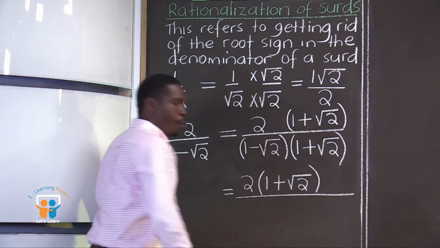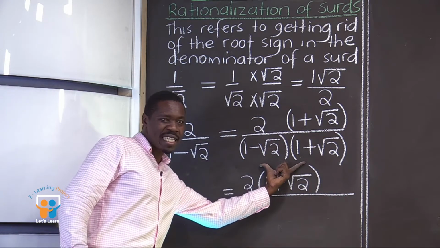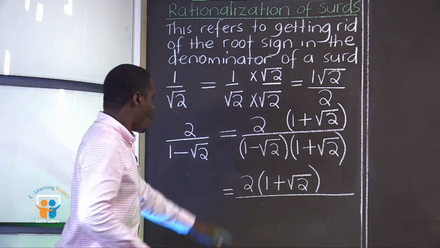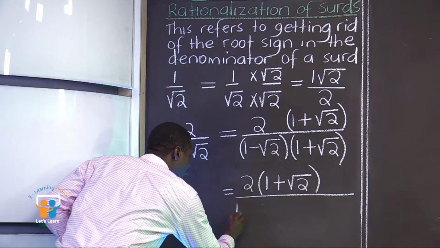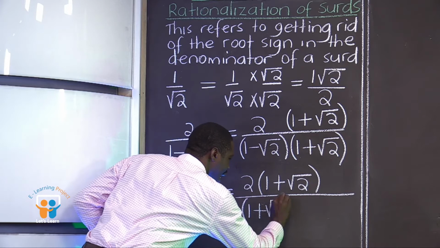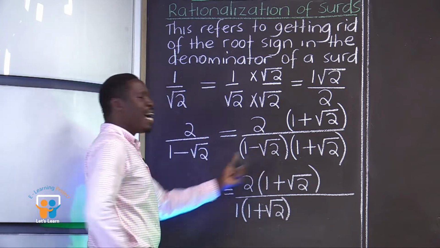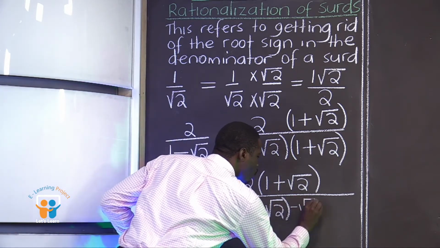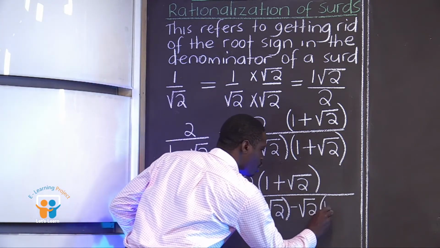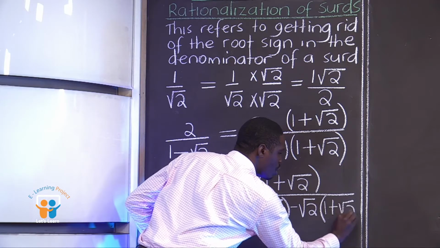All over, we now need to multiply these ones down. The denominators, you know how we normally expand. We get the first one, which is a 1, into the second bracket, which is a 1 plus a root 2. Then we bring in the next number, which is a negative root 2, into still the second bracket, which is a 1 plus root 2.